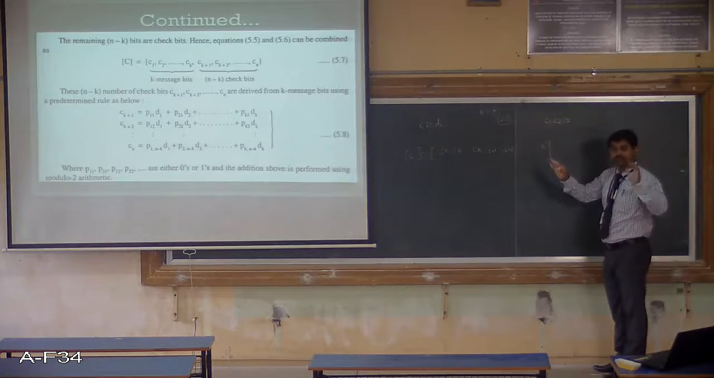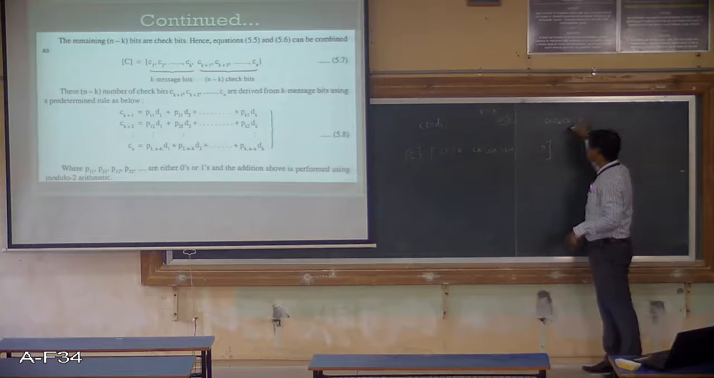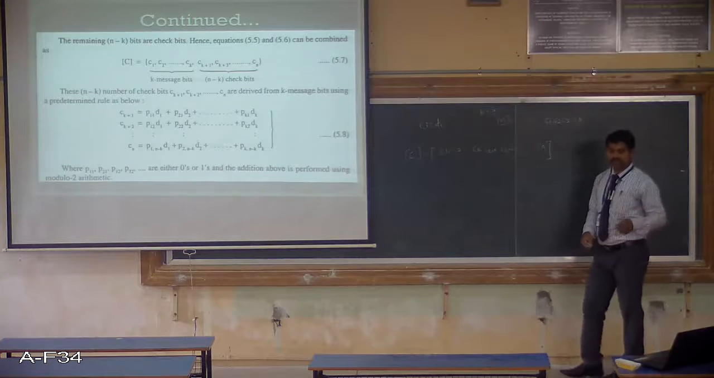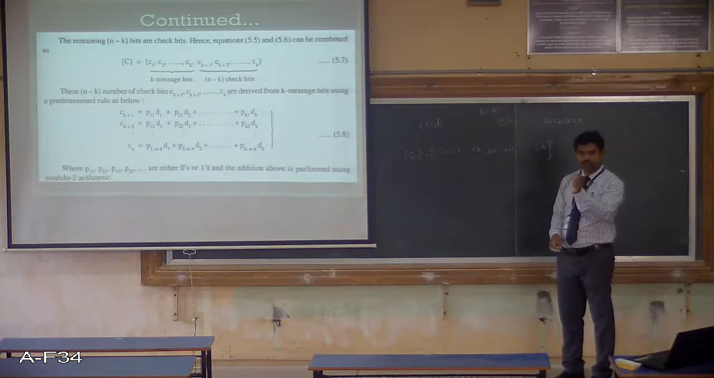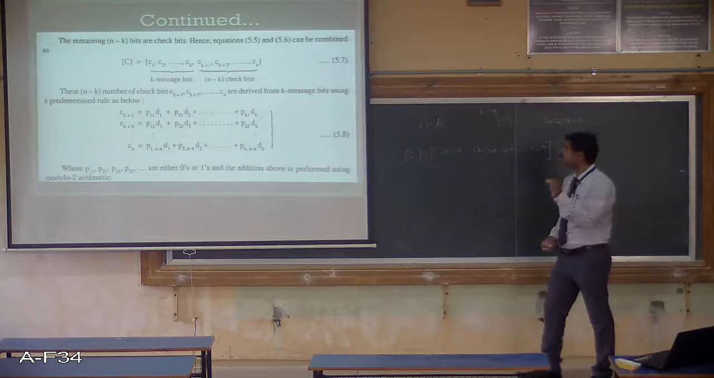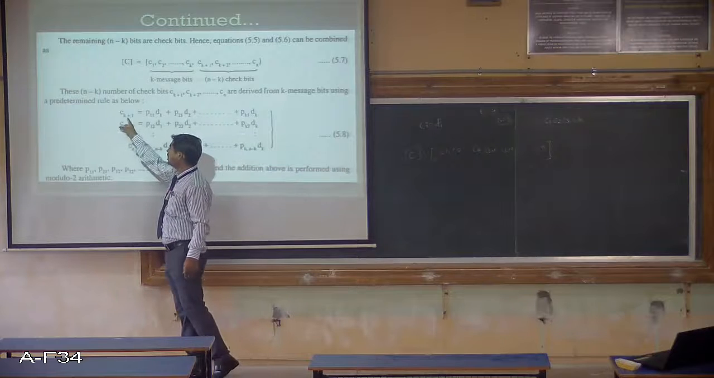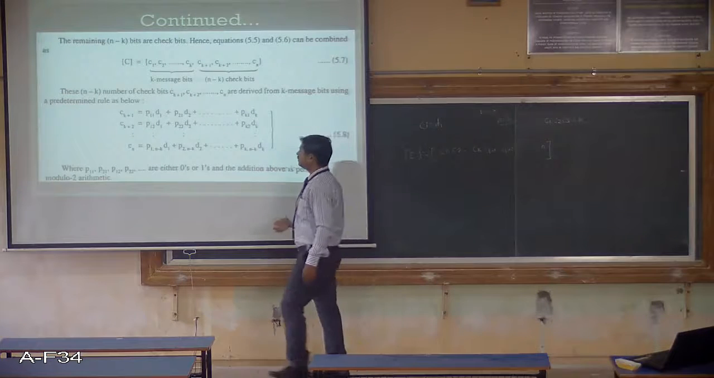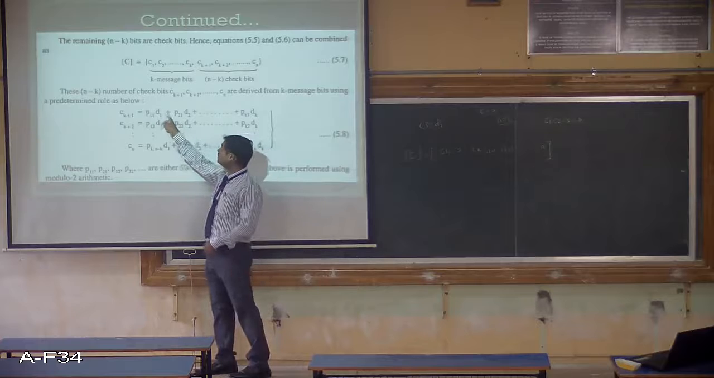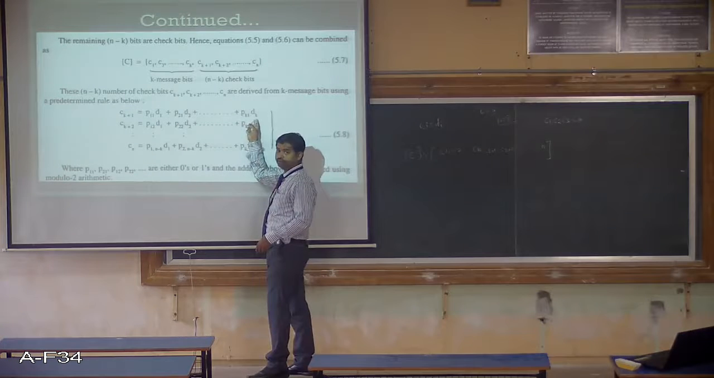I need to define C4, c_{k+1}. How to define C4? Okay, the fourth position of the code word, right? So that example, I can call it c_{k+1}, which is equal to P11 D1 plus P21 D2 plus so on up to PK1 DK.